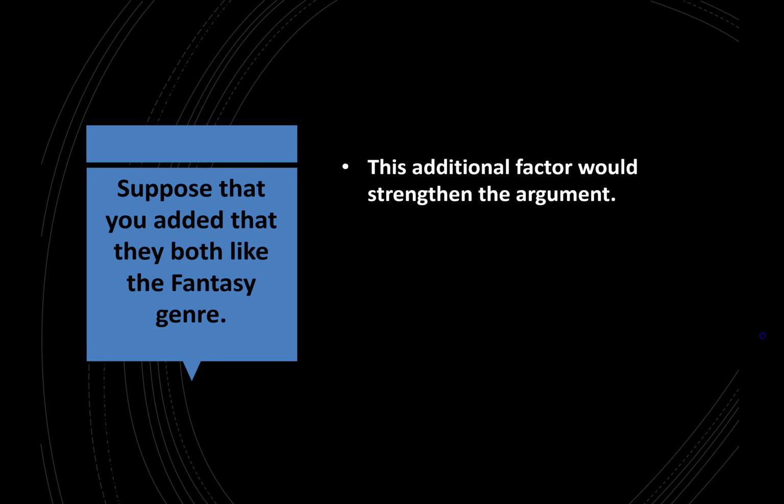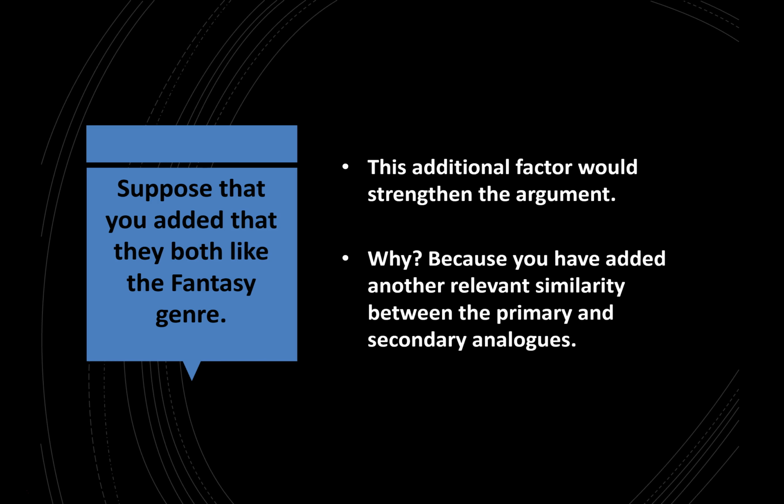Would that strengthen the argument, weaken the argument, or have absolutely no effect on the argument? Well, this additional factor would strengthen the argument. And why? Because you added another relevant similarity between the primary and secondary analogs. So in addition to being around the same age and going to the same school and liking the same TV programs, now you add that they also like the fantasy genre as well. Both of them do. So you added another relevant similarity.